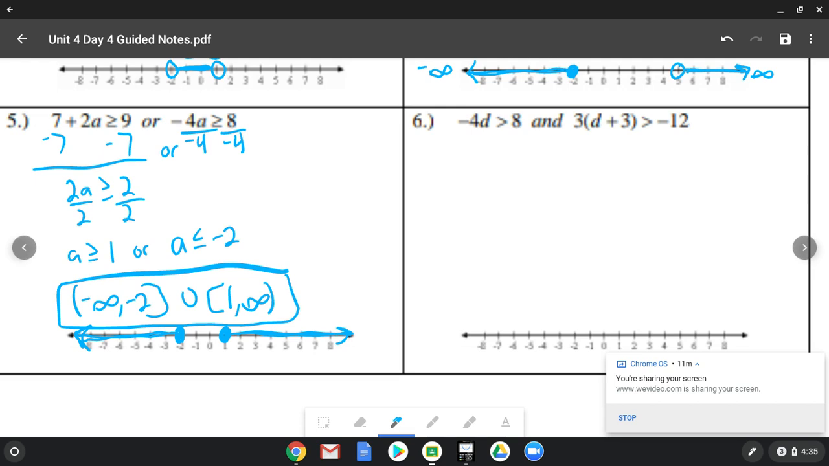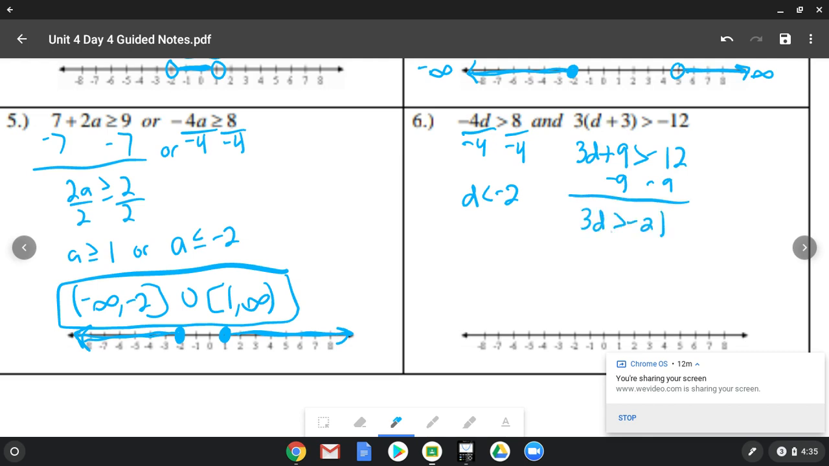And then for the last one, for 6, we do the left side. So we divide by negative 4. That flips the inequality around. And then we distribute here. So this is a little bit more work. And then we subtract 9. And then we divide by 3. So that one had a few steps there. So now we have d is less than negative 2. And d is greater than negative 7.